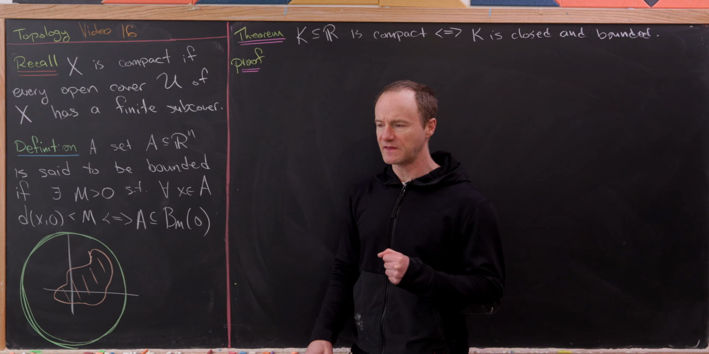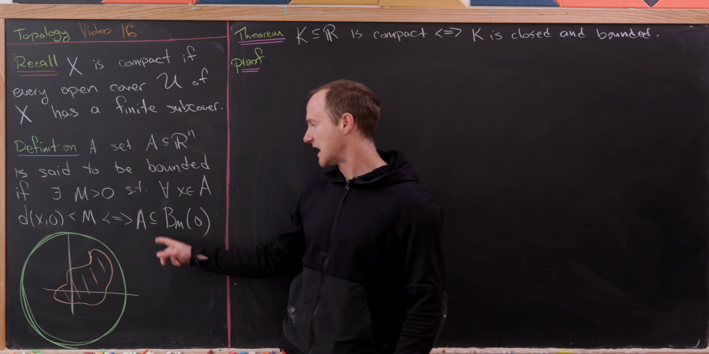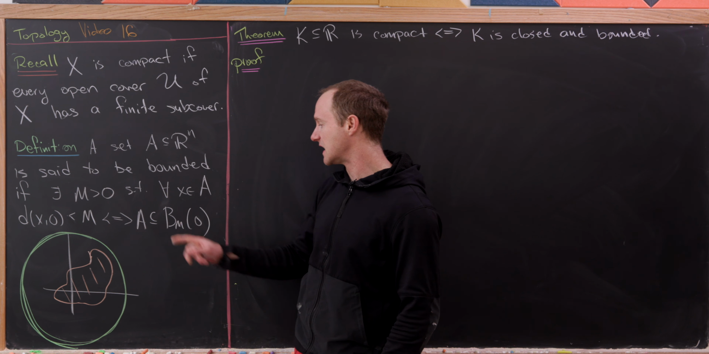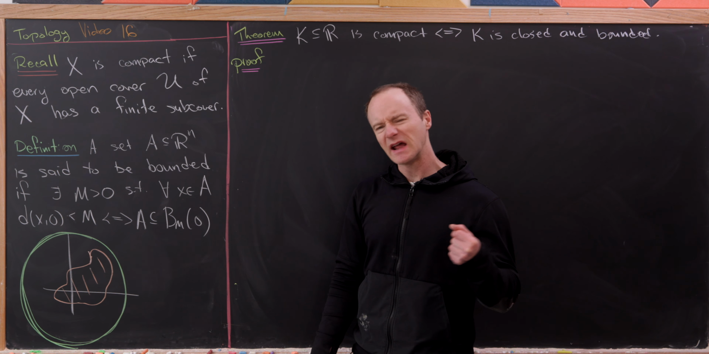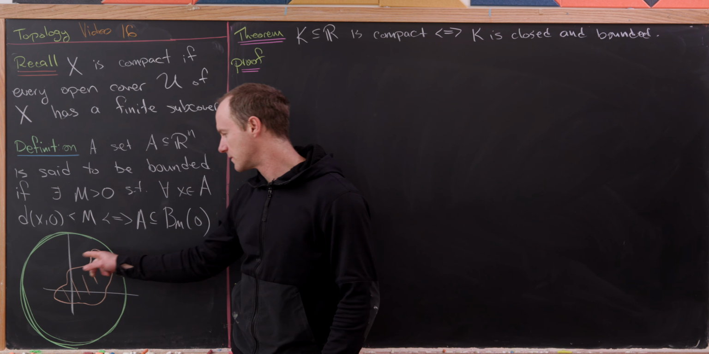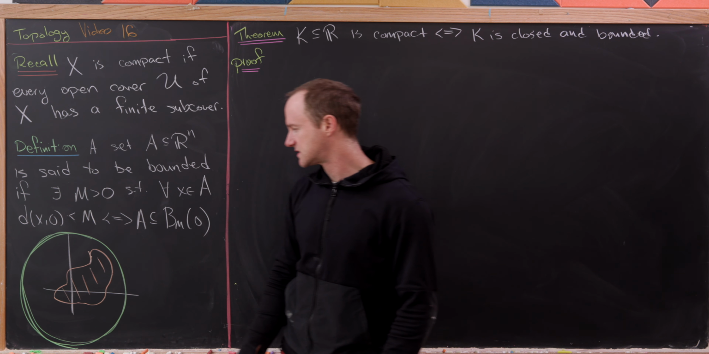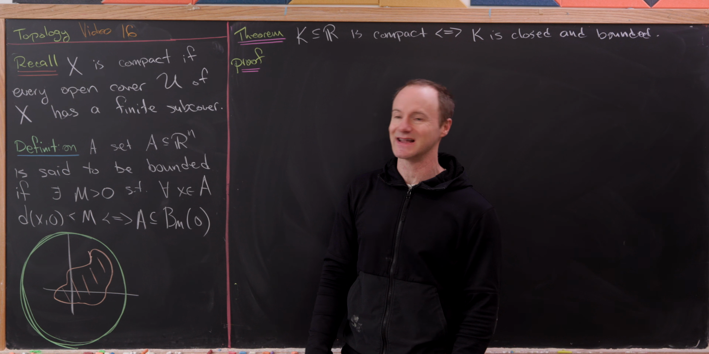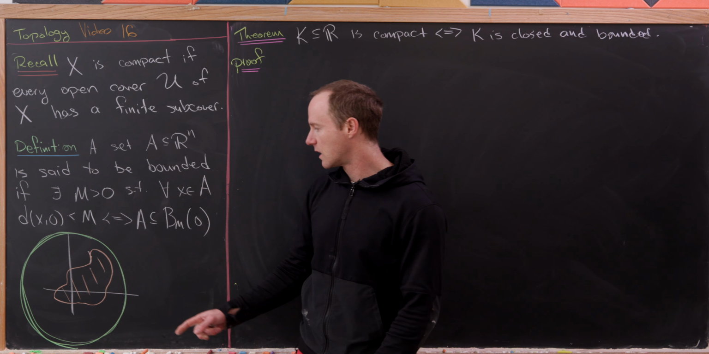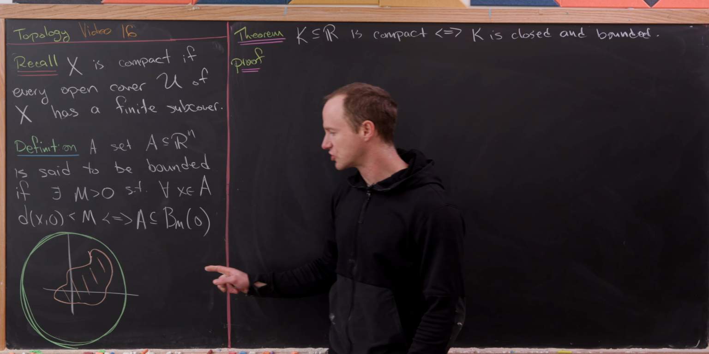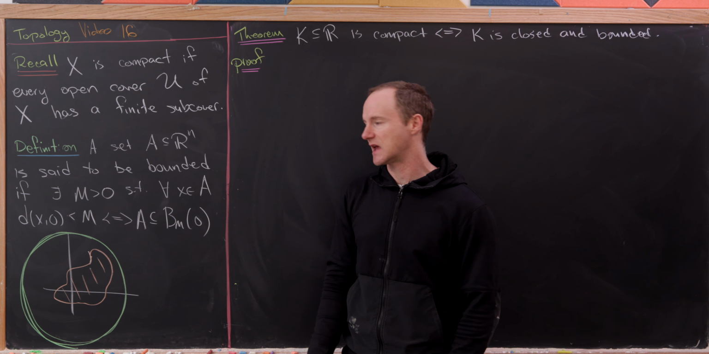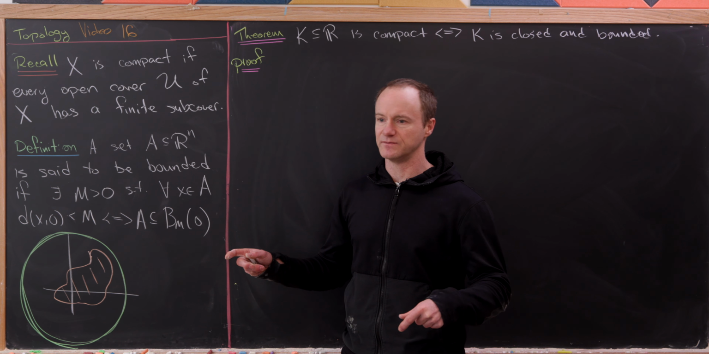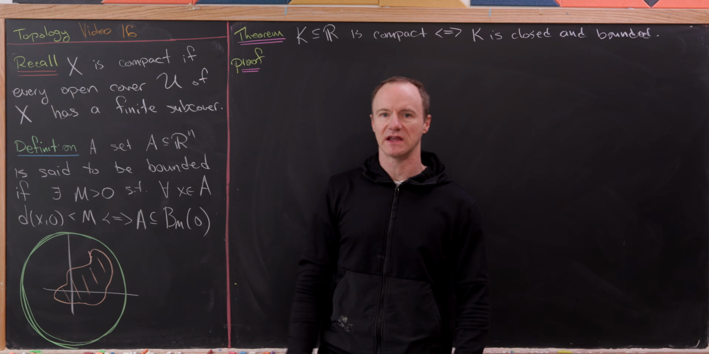So let's observe that that is equivalent to saying that our set A is contained within the ball of radius m centered at the origin. And here's a little picture of that scenario. Let's say that this peach-colored set is our set A. And then notice that we can find this circle centered at the origin that contains our set A. So that's maybe the general geometric way of thinking about this.